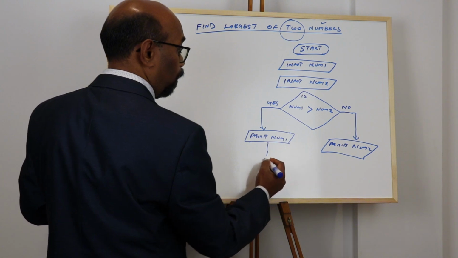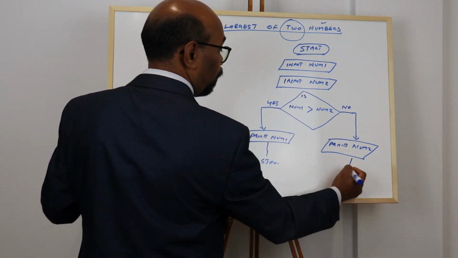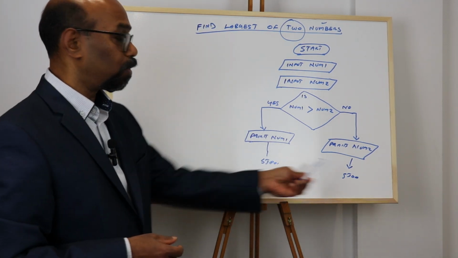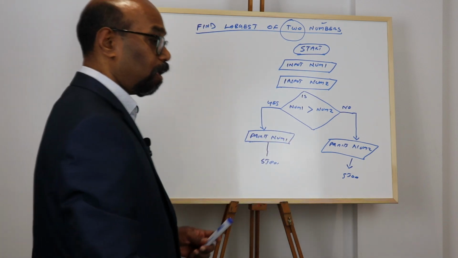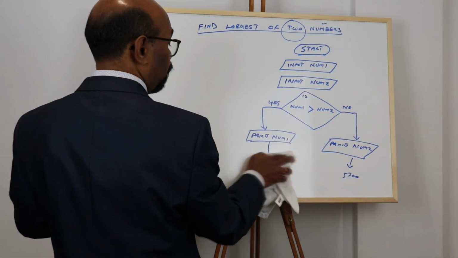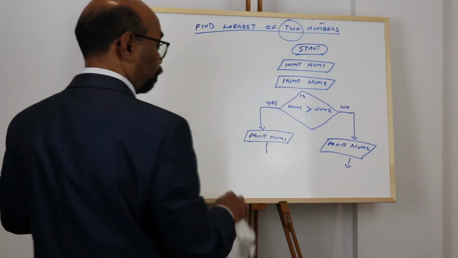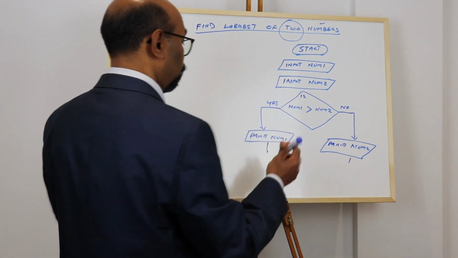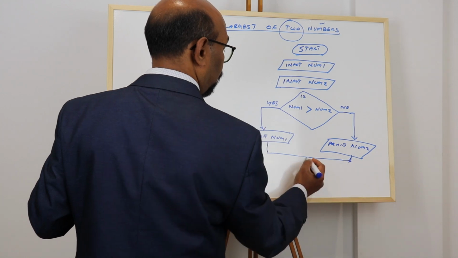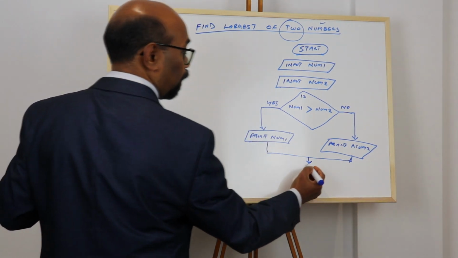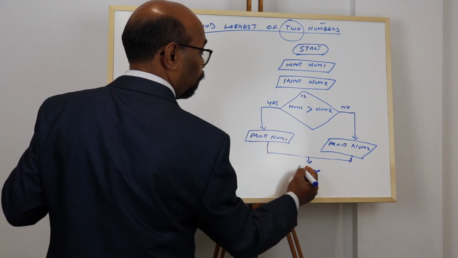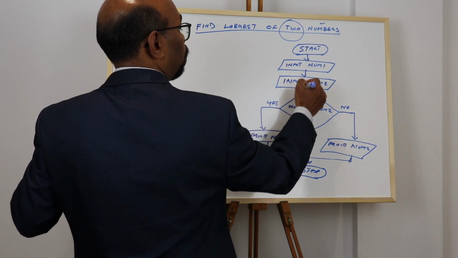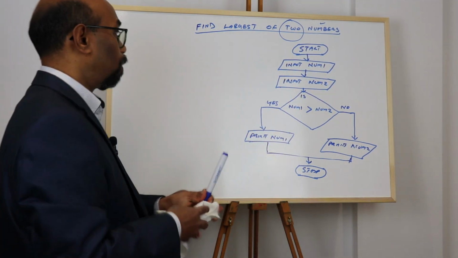We need to stop. You can say stop there. But as you can see, there are unnecessary two stops coming in the two branches. That is not good practice. So let's connect these two into one flow like that, indicate the direction there, then put stop. This way it will be a little bit simpler and neater. Let's look at the solution now.